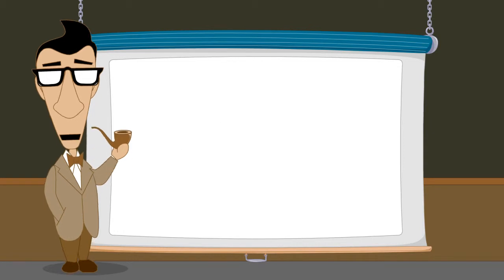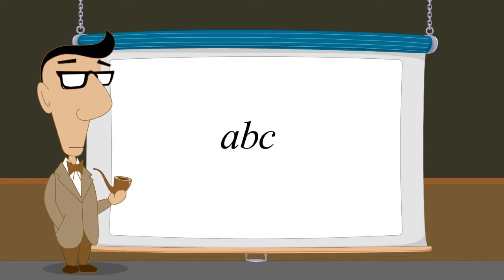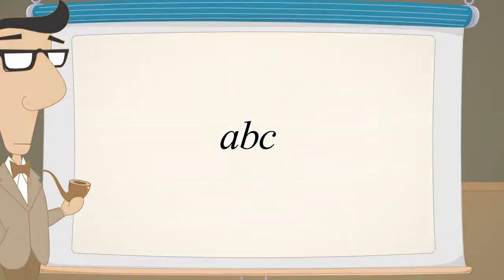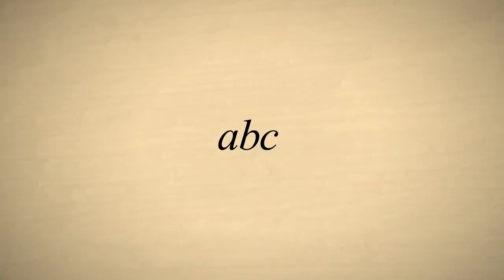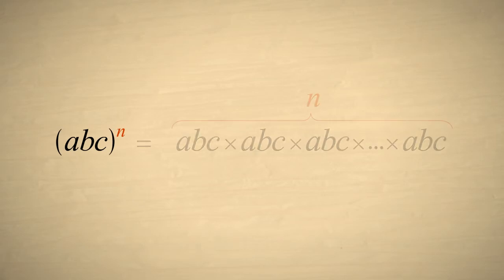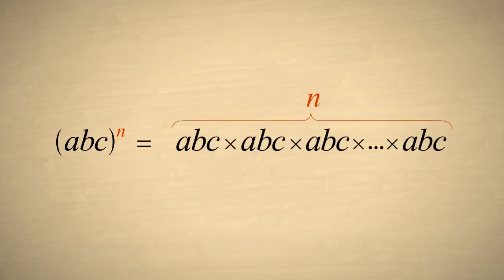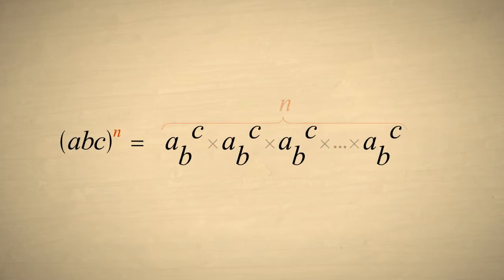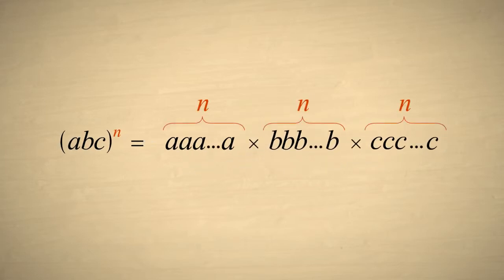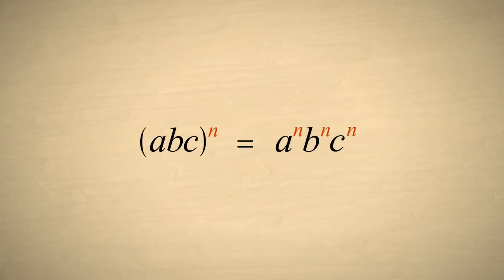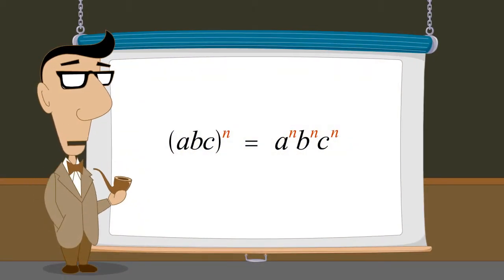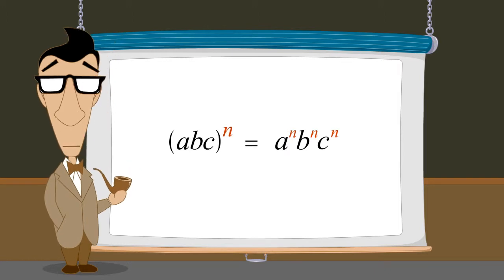For example, the expression could be a product of three terms, a, b, and c. Raising this expression to the nth power is equivalent to n copies of a times b times c multiplied together. Rearranging the terms, we have n a's, n b's, and n c's multiplied together, which can be written as a to the n times b to the n times c to the n. So we see that raising any product of terms to a power is equivalent to raising each term individually to that power.